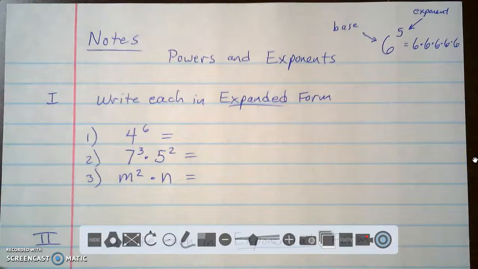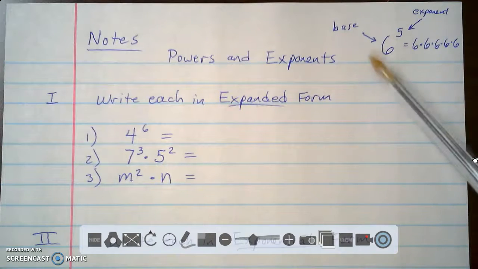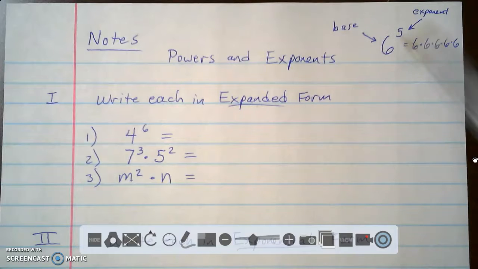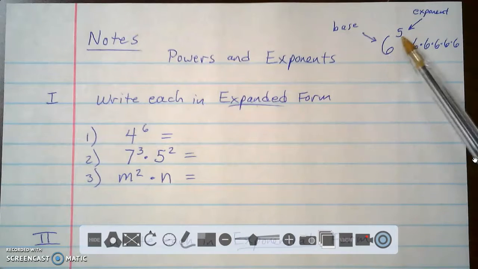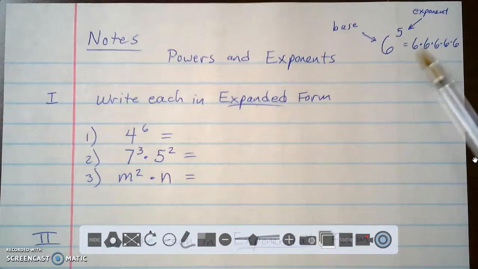Here we are with a new topic. It's a review topic. Exponents, as you can see, powers and exponents. So up here in the upper right hand corner, I wrote a little expression, and 6 is the base, 5 is the exponent. And of course this means, we read it as 6 to the 5th power, 6 times 6 times 6 times 6 times 6.